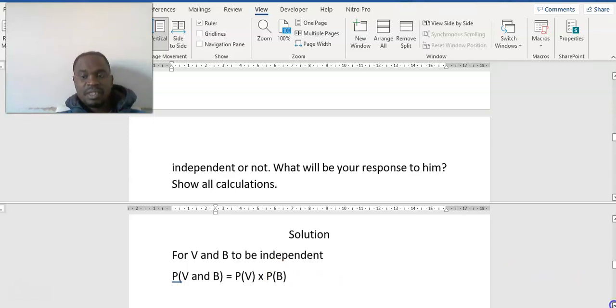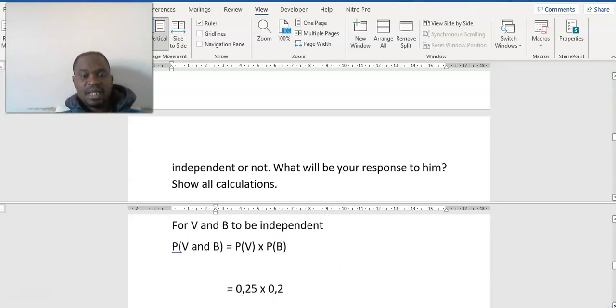Alright, so for them to be independent, we are going to multiply this and this. We want to find out whether they are independent or not. That's the question. So we know the probability of Verley coming to school late is 0.25 and the probability of Bongani coming to school late is 0.2. How? We're given here.